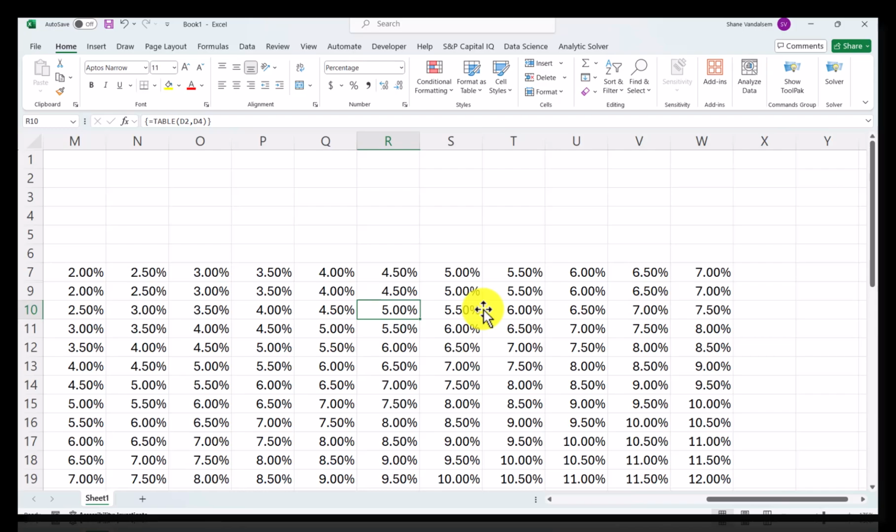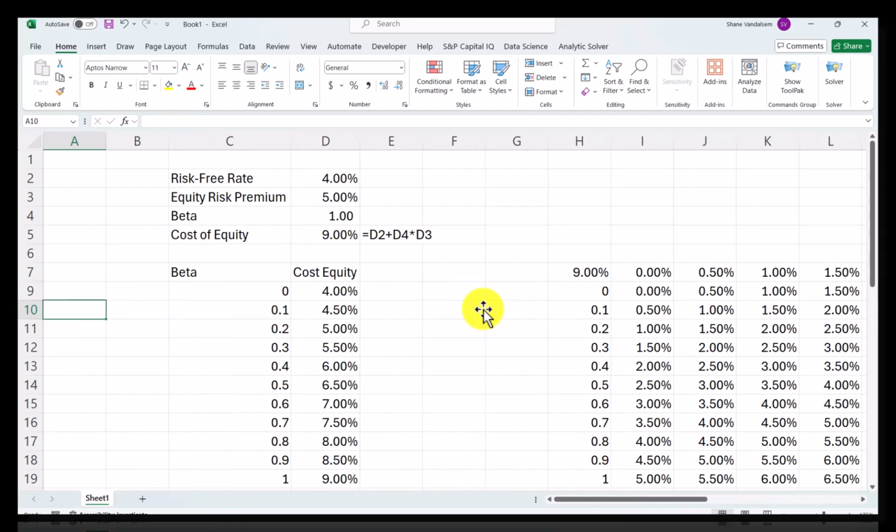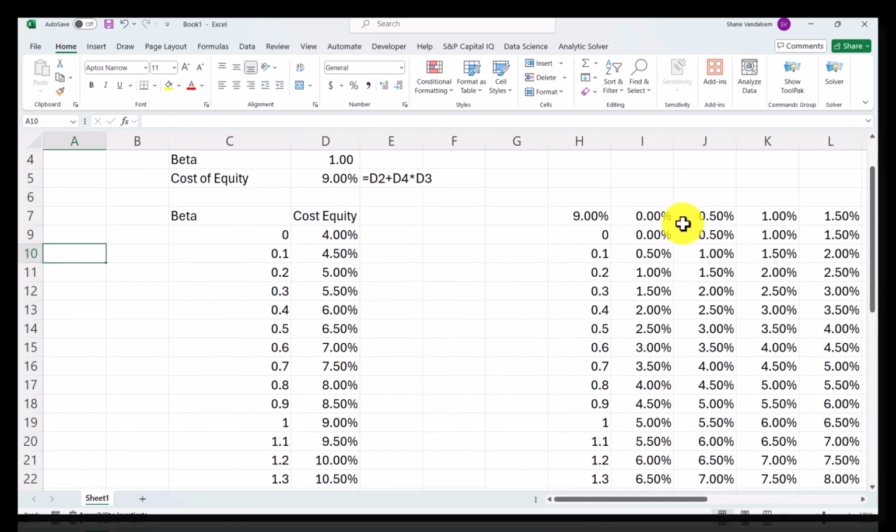And so that finishes the example that we have here for the cost of equity using the security market line and the capital asset pricing model, and a demonstration on how to use one-way and two-way data tables for sensitivity analysis on how the cost of equity changes with a change in two of the variables.